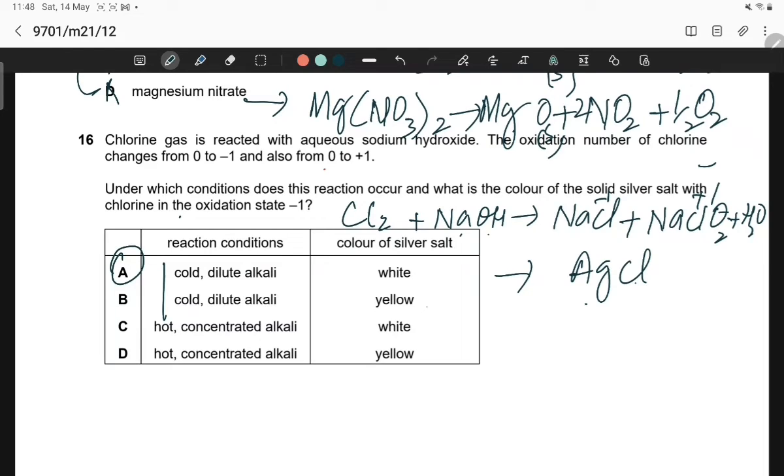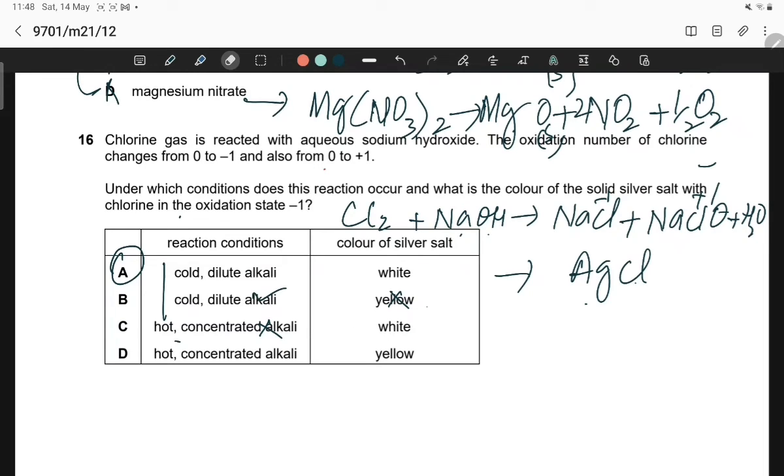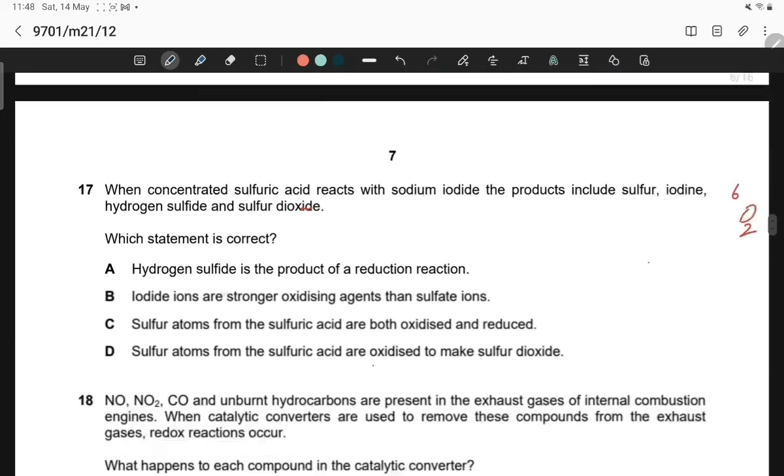So A must be the correct option. This is correct, but this is incorrect. Hot concentrated alkali gives NaClO3 and NaCl, with 0 to -1 and 0 to +5 oxidation states formed. Hot concentrated alkali is incorrect, yellow is also incorrect, so A must be correct.